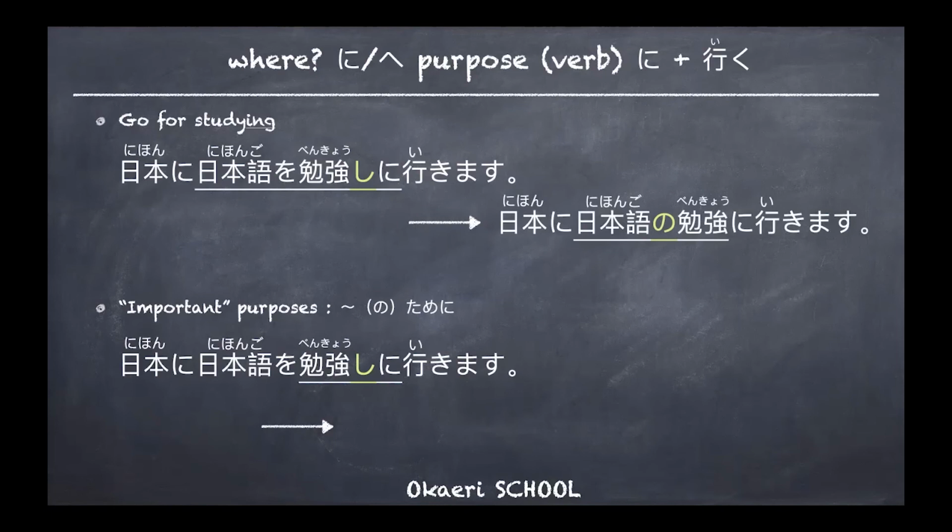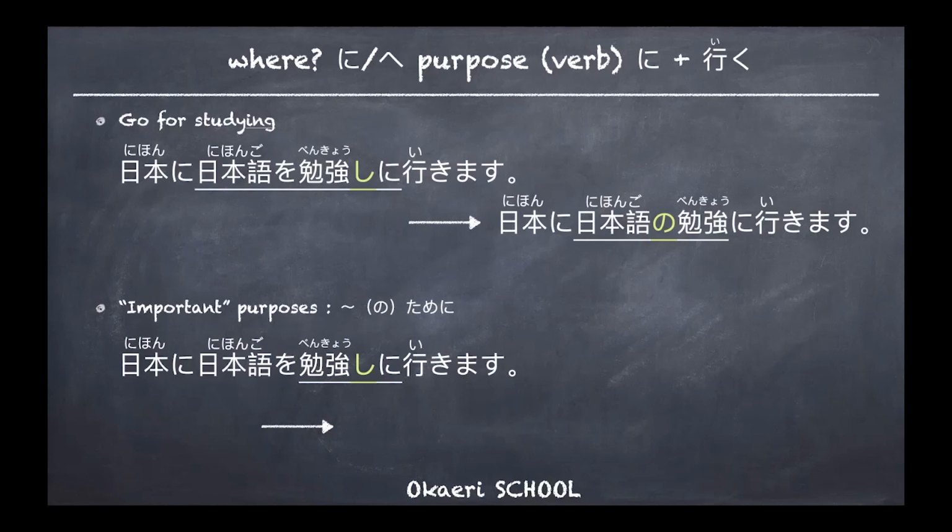So 日本に日本語を勉強に行きます。It's a bit weird. So 日本語の勉強, the whole group of nouns should be nouns. So the starting of Japanese, and then it'll make sense. So 日本に日本語の勉強に行きます. That would be I'm going to Japan for Japanese study, or Japanese studying as a noun. So both can be said. 日本語を勉強しに行きます. 日本に日本語の勉強に行きます. Both are correct.